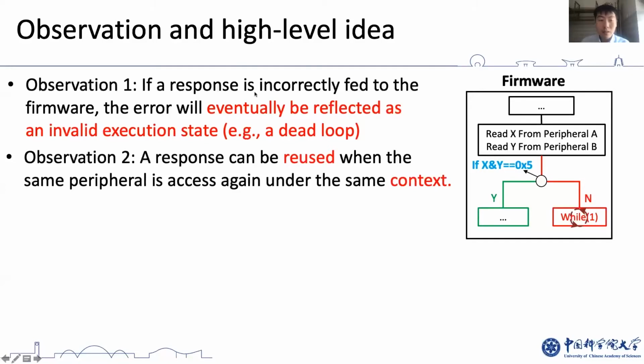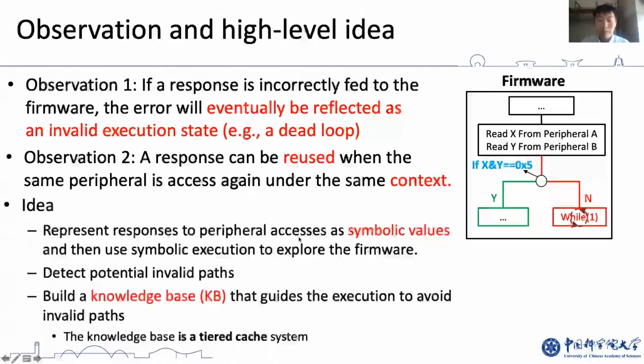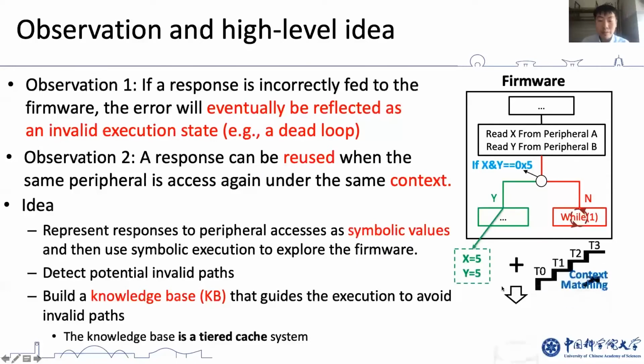context. Therefore, we propose to reply to the peripheral access with a symbolic value. Through symbolic execution, we avoid the invalid path and so can learn the constraint-satisfaction-based value of the valid path. Then we cache these values with context information into a knowledge base. With the help of this knowledge base, we can achieve peripheral emulation without hardware dependence and blind guides.